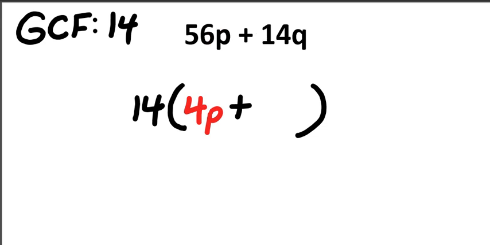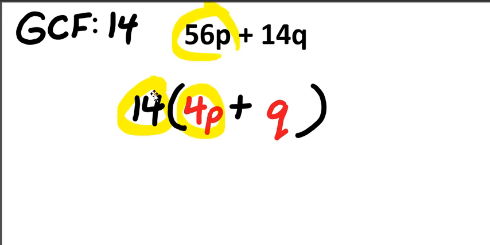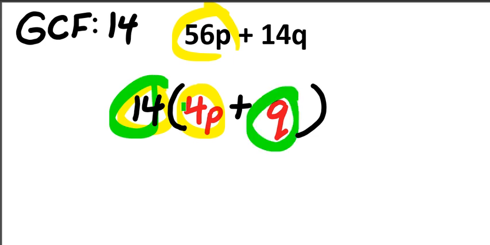And let's do the same thing over here. 14 times what is 14q? Well, it's basically 14 times 1. And we know that 1q is the same as just a q. Because check it out. 14 times 4p does in fact give us 56 p's. And 14 times q does give us 14 q's. So it looks like we're in good shape.